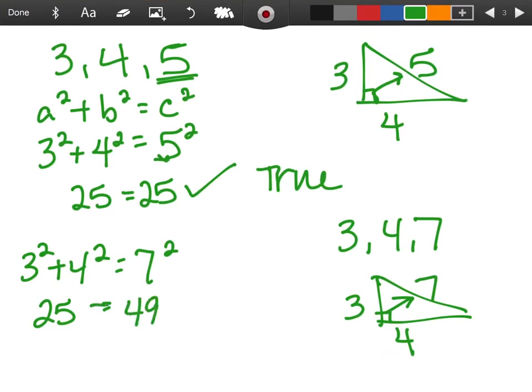But 49. So does 25 equal 49? Absolutely not. So this is false. A 3, 4, 7 triangle will not be a right angle. Yes, I can make a triangle, but no, absolutely not. It will not be a right triangle.